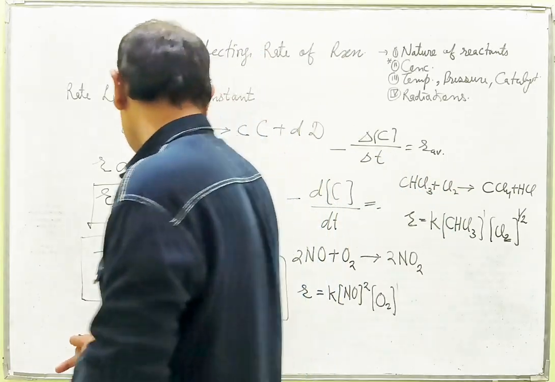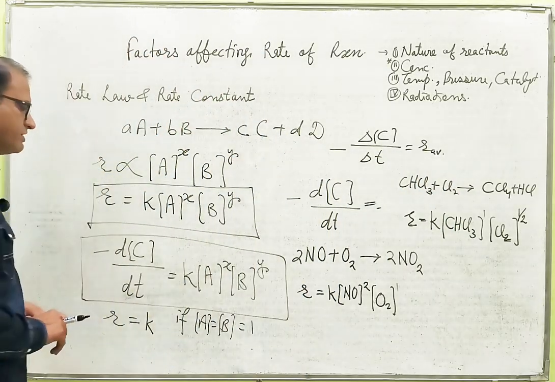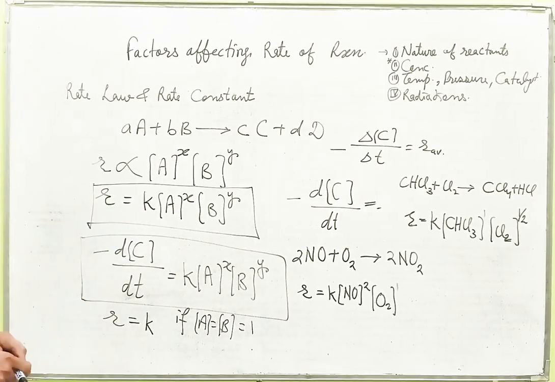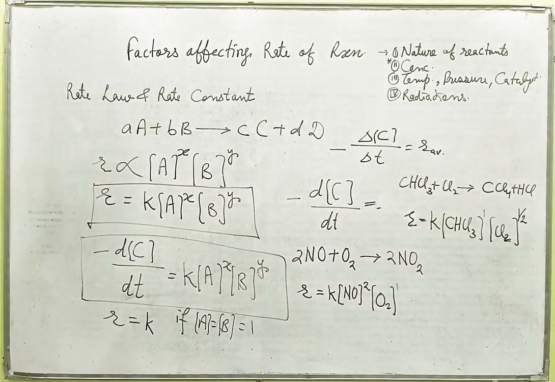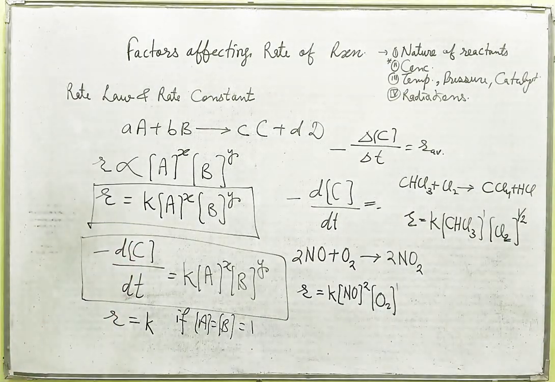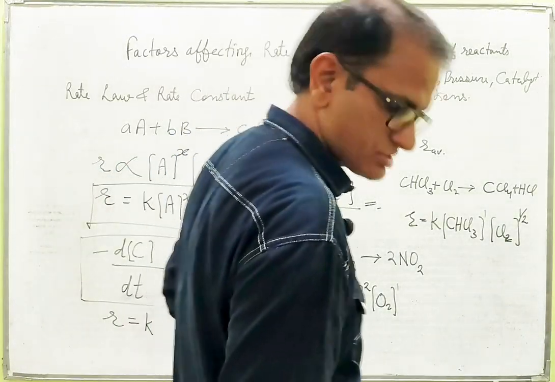Now the final thing is the unit of rate constant. Unit of rate constant means how we can express the rate constant. See, from this equation, let us see the unit of rate constant.